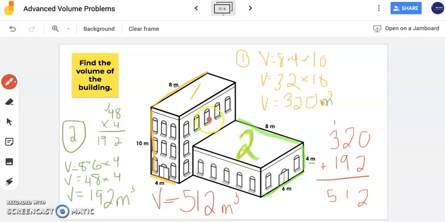Okay, so notice I broke this up into 2 steps, which is completely fine. You have to do that in order to find the volume. It's not instantly length times width times height. You had to do 2 steps.